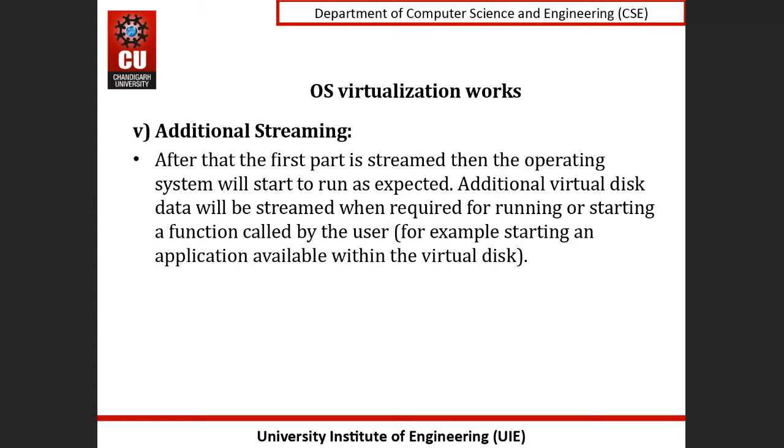Next is additional streaming. After the first part is streamed, the operating system will start to run as expected, the way it needs to run. How does a normal operating system work? It works the same way as it normally starts. Additional virtual disk content will be streamed when required for the running or starting function called by the user. So whatever request is made by the client, or whatever functions he or she wants to perform, it will stream according to that and will ask for or access the data from the server also. So it will start properly acting like a normal OS over there, right? Clear, everyone?